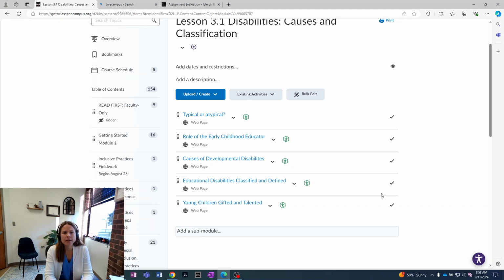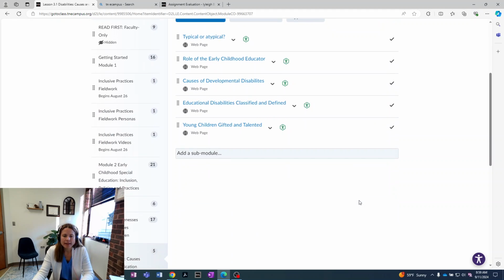Lesson 3.1 is really looking at causes and classifying the specific disabilities. We look at what the terms typical and atypical are. How do you play a role in early childhood as an educator with a student who may have a disability or a developmental delay? What causes these developmental disabilities? And we really start getting into how we are classifying and defining. We're also going to be looking at young children who are gifted and talented and what role that plays.